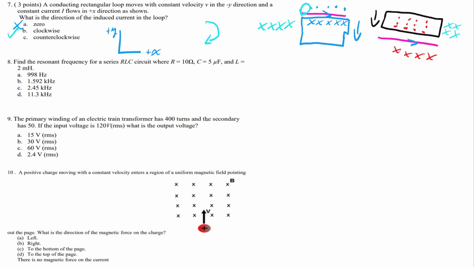Okay, so now again, figure out where your current is going to go. Put your induced B field, put your thumb in the direction of the X, and then curl your fingers. And notice that you're still going to have a clockwise position. And so, for sure, I know it's going to be B, which is clockwise.